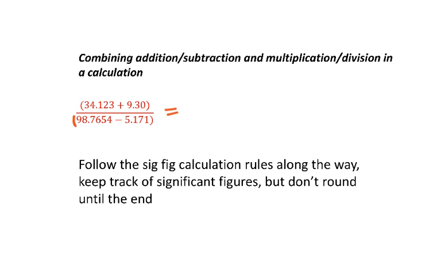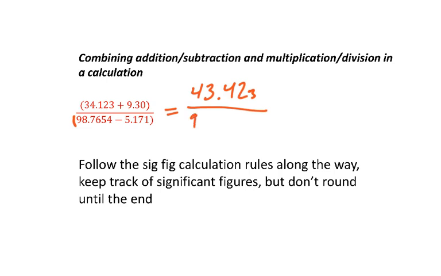So on the numerator, 34.123 plus 9.30 would be 43.423. Now notice I made the 3 little. This answer, if we were done right now, would only have 2 places after the decimal. But I don't want to round it until the end. So I'm going to keep that 3 there, but I want to remind myself that it's not technically significant, but I'm going to keep it around. So I'm going to make it small. Same thing on the bottom here.